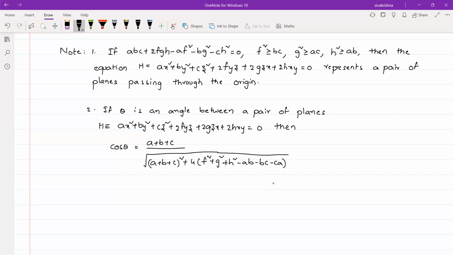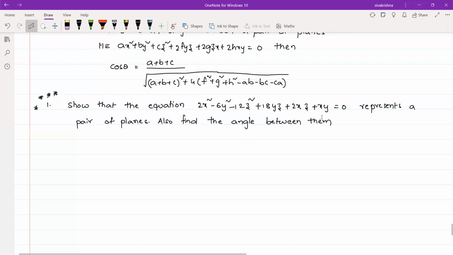Based on this, now I am going to do a problem. Show that the given equation represents a pair of planes. We have to prove that the given equation represents a pair of planes, and also find the angle between them. Coming to the solution, first we have to compare the given equation.